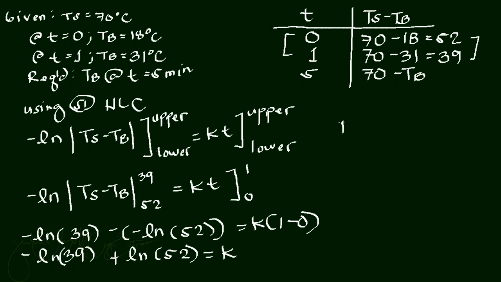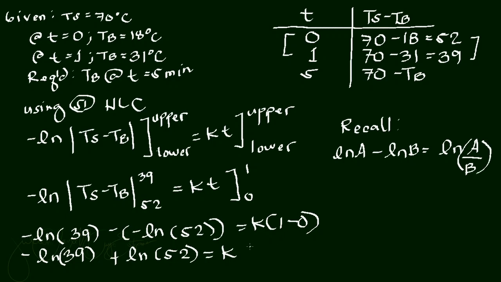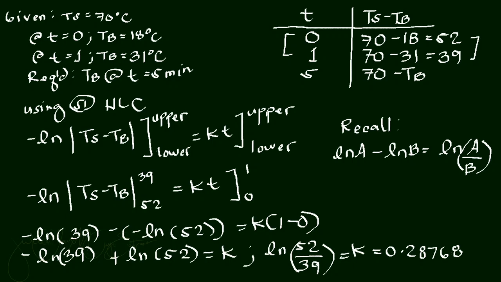So let us recall, don't forget that Ln of A, if that is positive, and Ln of B, that is negative. So our numerator there is A and our denominator there is B. So don't forget that. So rewriting this one, that is the Ln of 52 over 39. So that will be your value of K. So that is equal to 0.28768. So that will be our constant.